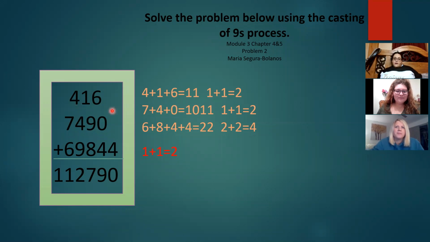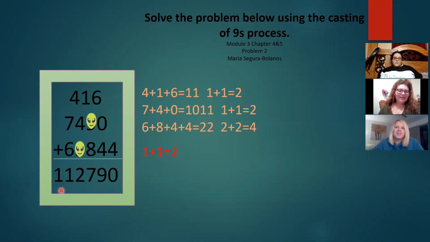So we've got 416 plus 7,490 plus 69,844, which is going to equal, supposedly, we don't know for sure, 112,790. In order to check our answer, we're going to cast our 9s away. We're going to send them off the island. We're going to take that 9 away. We're going to take this 9 away.